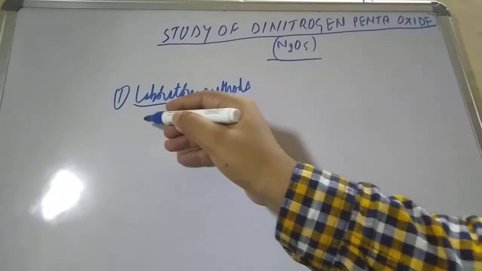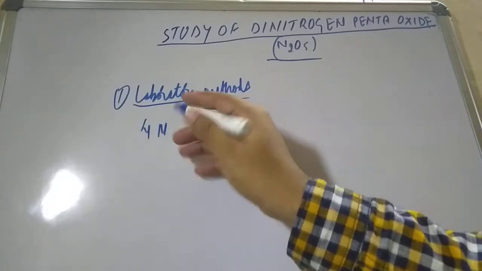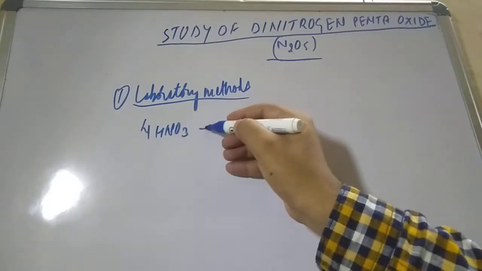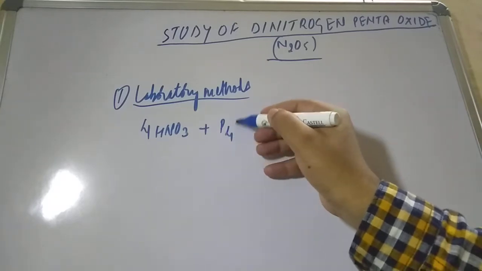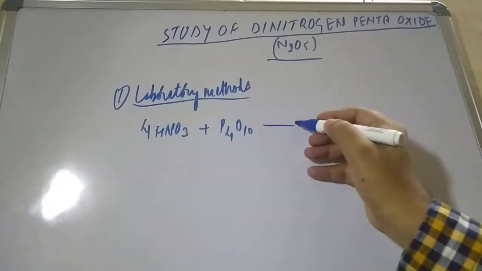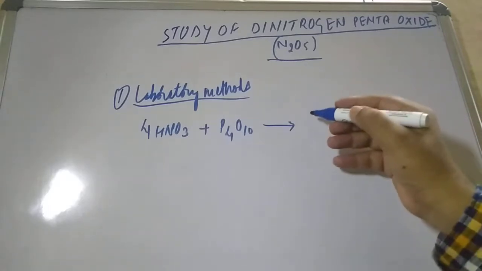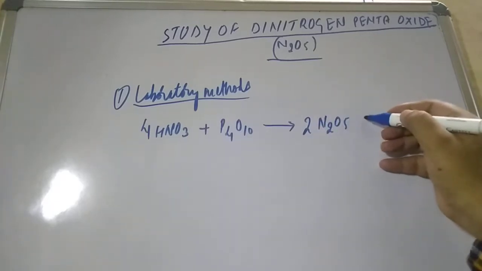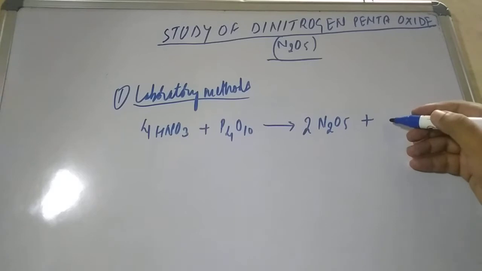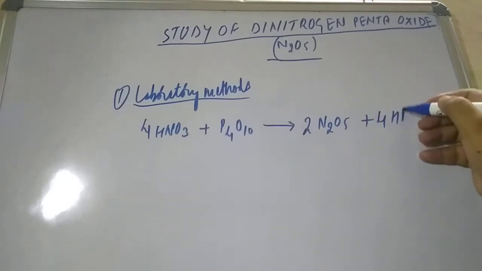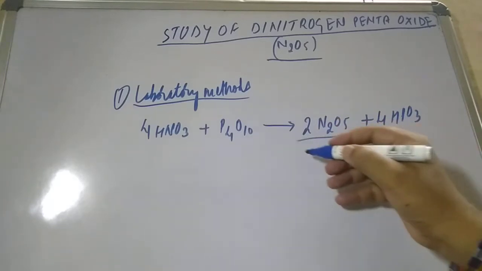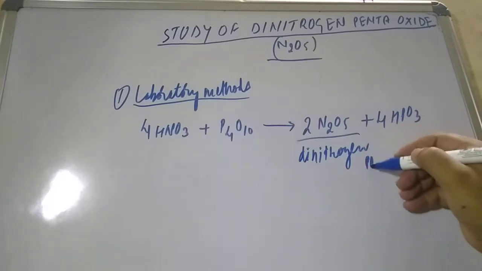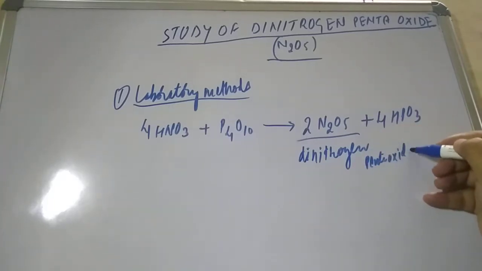We prepare it in the laboratory with the help of nitric acid. We take 4 mole of concentrated HNO3 treated with P4O10, phosphorus pentoxide. Then what compound do we get? We get 2 mole of N2O5 along with 4 mole of HPO3. This is also known as dinitrogen pentoxide, our required product.